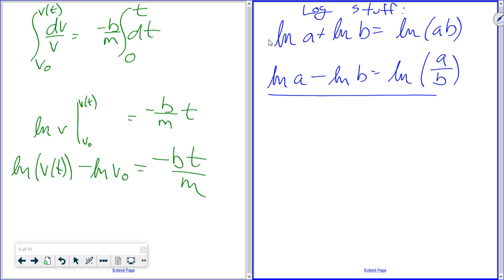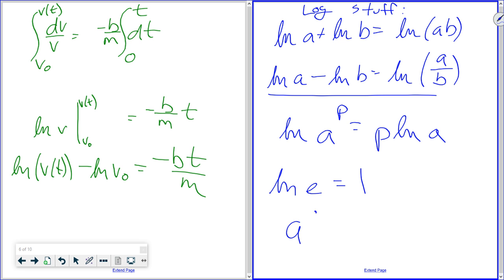Other stuff you might need is the power rule. I don't know if this will ever come up, but the natural log of A to any power P is the same as P times the natural log of A. Finally, what's the natural log of e? 1. What's anything to the 0 power? 1. Cool. So those are some quick things that you're going to need.